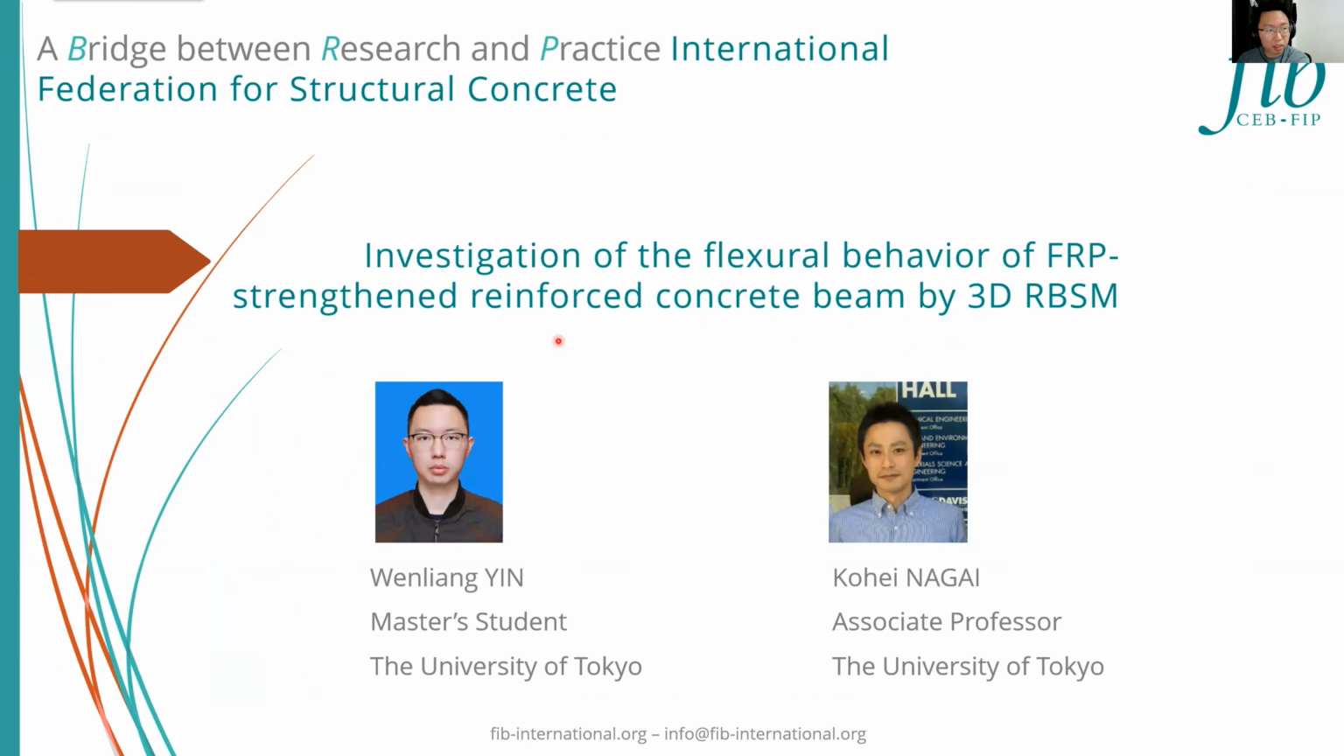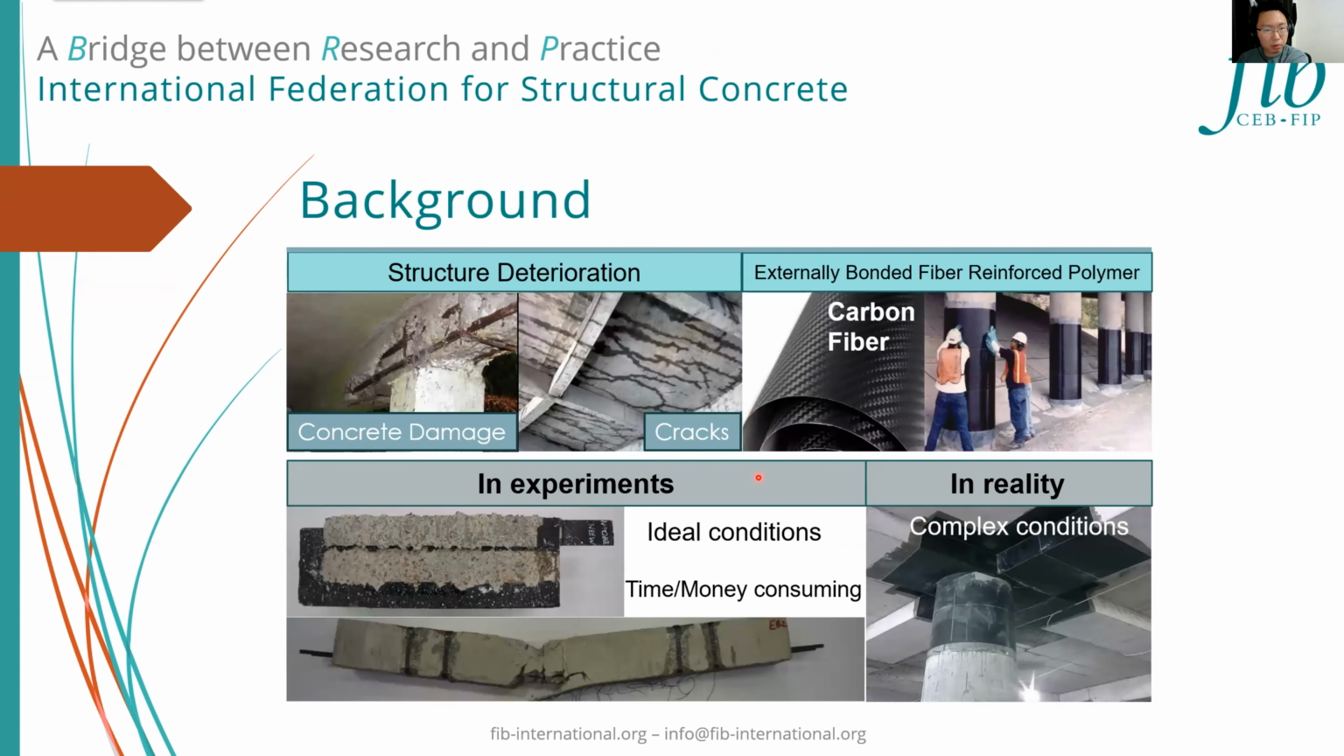Today, my presentation title is Investigation of the Fracture Behavior of the FRP Strengthened Reinforced Concrete Beam by 3D RBSM. The use of fiber reinforced polymer (FRP) as external bonding is a popular method for strengthening existing reinforced concrete structures, thanks to its efficiency and ease of installation. However, design against various debonding failure modes is a significant challenge.